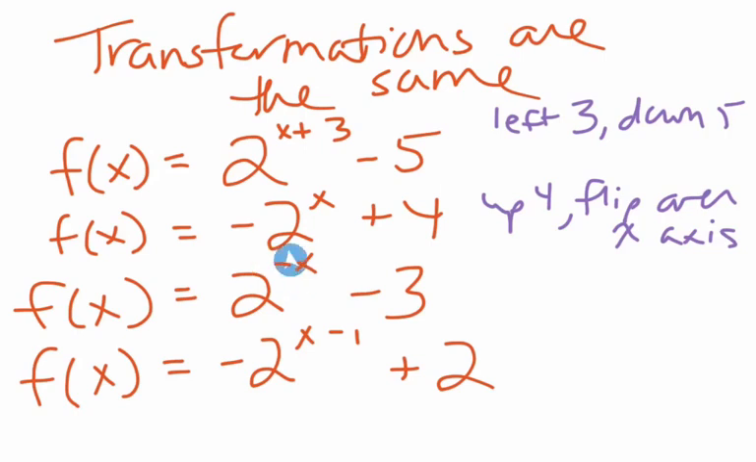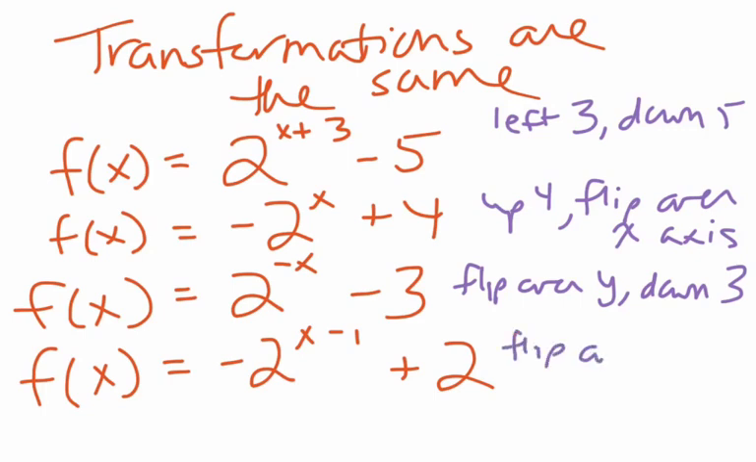If you have a negative inside, just like with the square roots, a negative on the outside gives you a flip over the x-axis, and a negative on the inside gives you a flip over the y-axis. So this one has a flip over the y, and it goes down 3 because the -3 is on the outside. And then here we've got one with a flip over the x-axis. It goes right 1 and up 2. So flip over the x, right 1 and up 2.